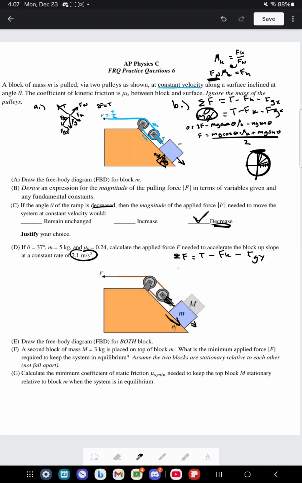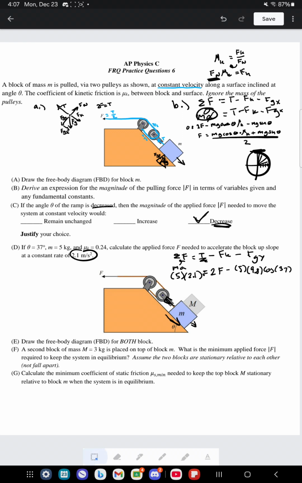And let's see, the mass is 5, ma equals F, and so this is 5 kilograms times acceleration of 2.1, and that equals the tension, which, let's see, we said that tension equals 2F, so 2F minus F of K, which is mg cosine theta times your mu K, so 5, 9.8, cosine of 37 degrees, times the mu K of 0.24.